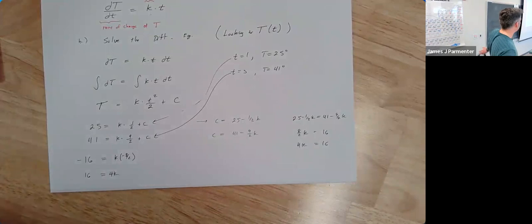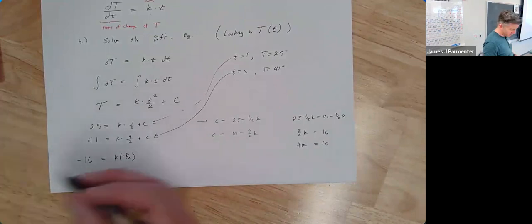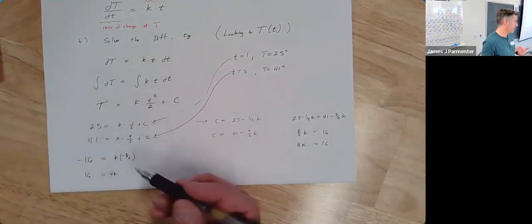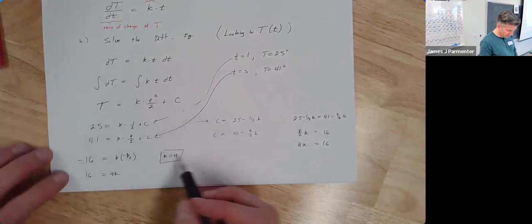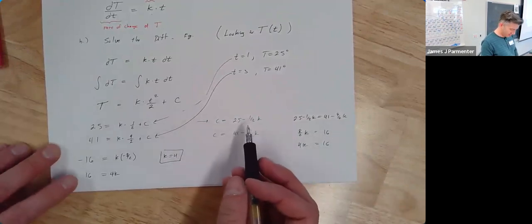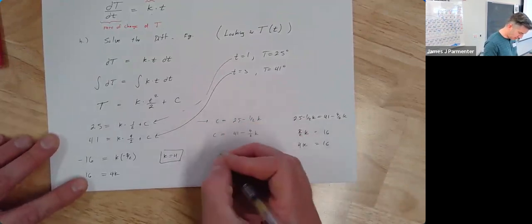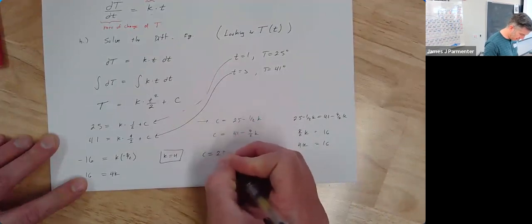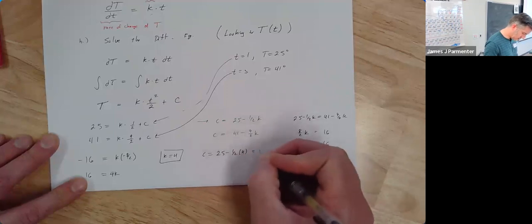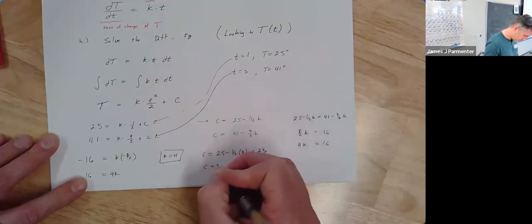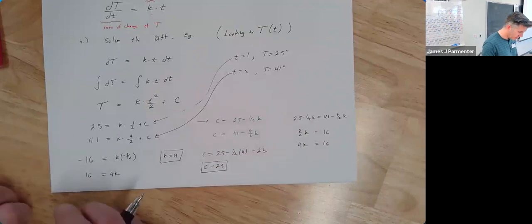I usually try to use the method that seems easier. Here, it seemed really easy to cancel the C's by just subtracting them from each other. Either way, we get K equal to 4, and then you can plug K equal to 4 back into either one of these to figure out what C is going to be. Plugging in here, you get C equal to 25 minus 1/2 times 4, which is 25 minus 2, which is 23.